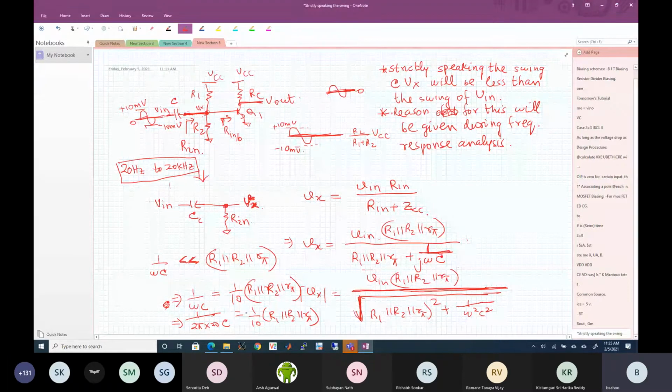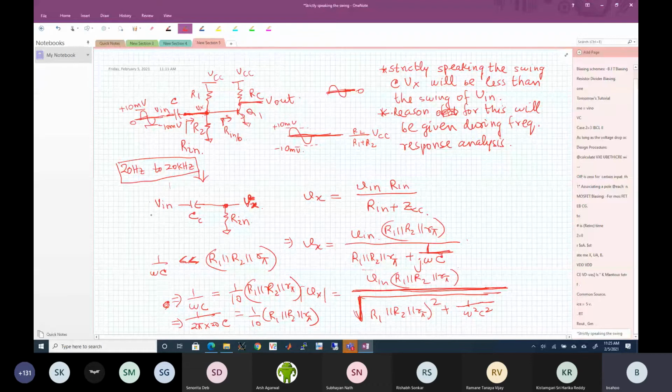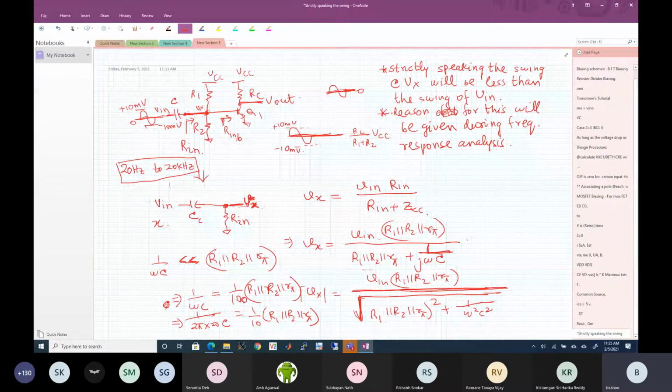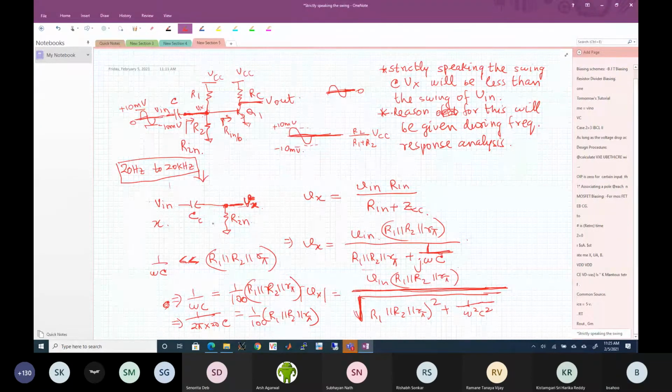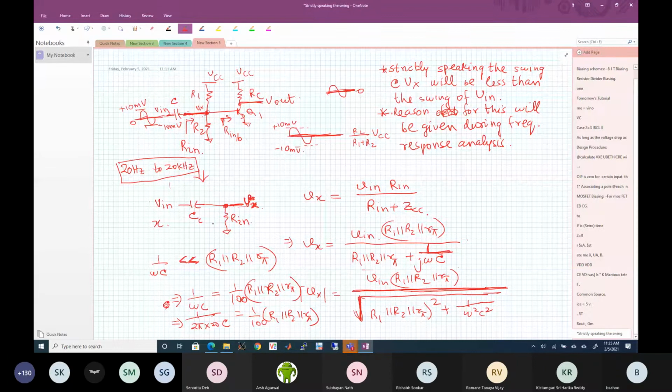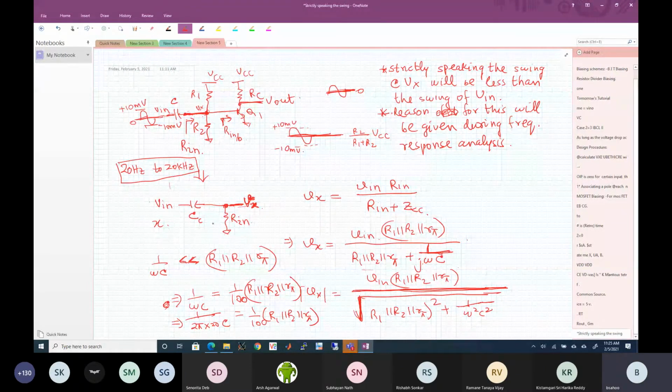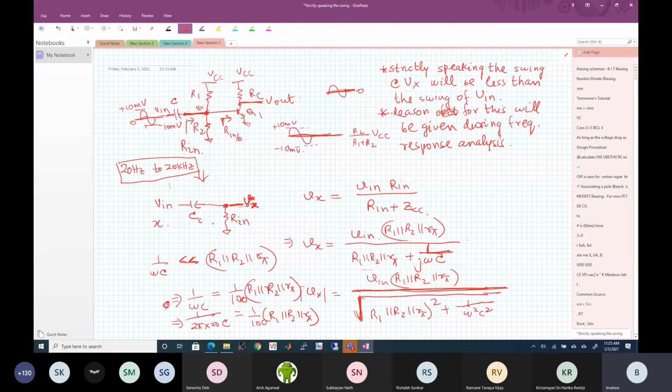What does it mean? It means if I apply a 20 hertz signal of amplitude X, at least 90% of that will come over here. If I make this 100 and appropriately find the capacitor, then only 1% loss in the signal will happen. Am I clear with this? Is that clear to everyone? Any questions on this?